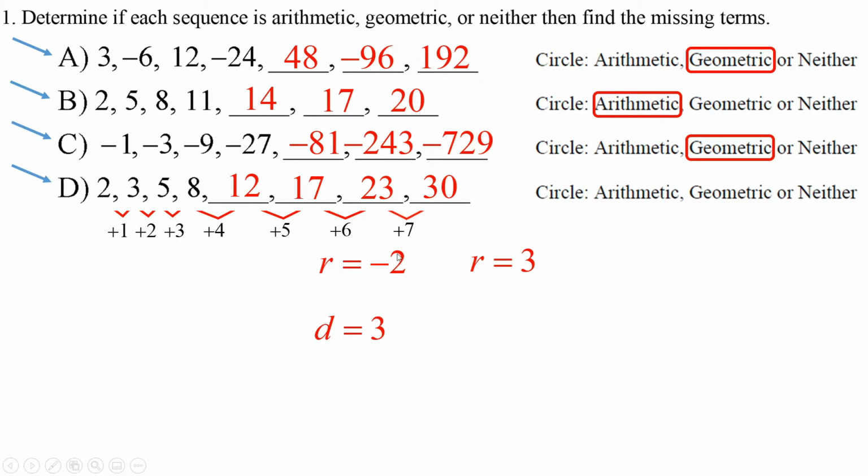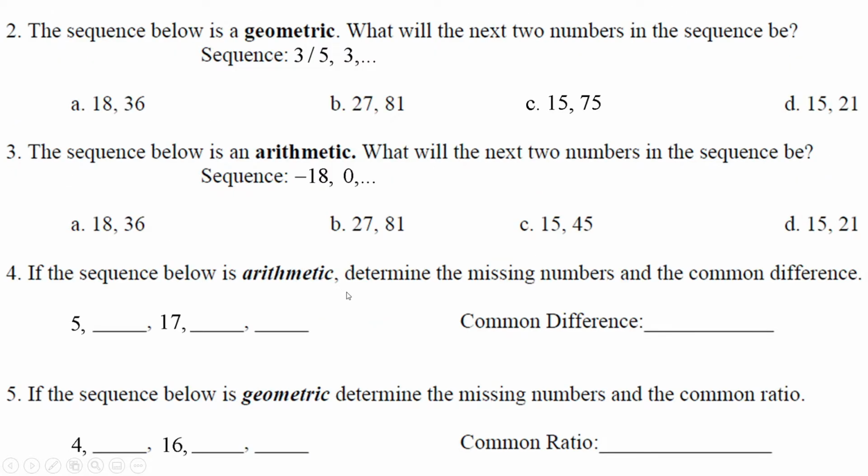All right, so because there is not a common ratio or a common difference, this sequence of numbers is neither arithmetic nor geometric. It's a neither. And there's our first problem in the review. I hope you enjoyed that. Okay, this looks like a great set of problems right here. Let's take a look at number 2.